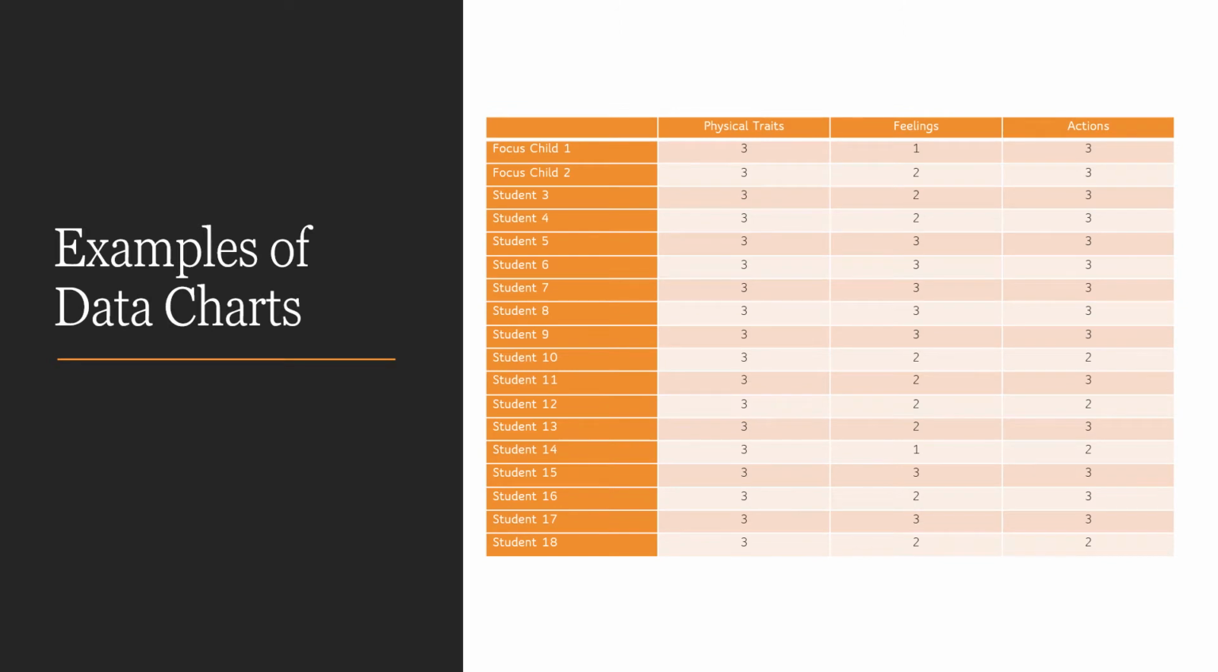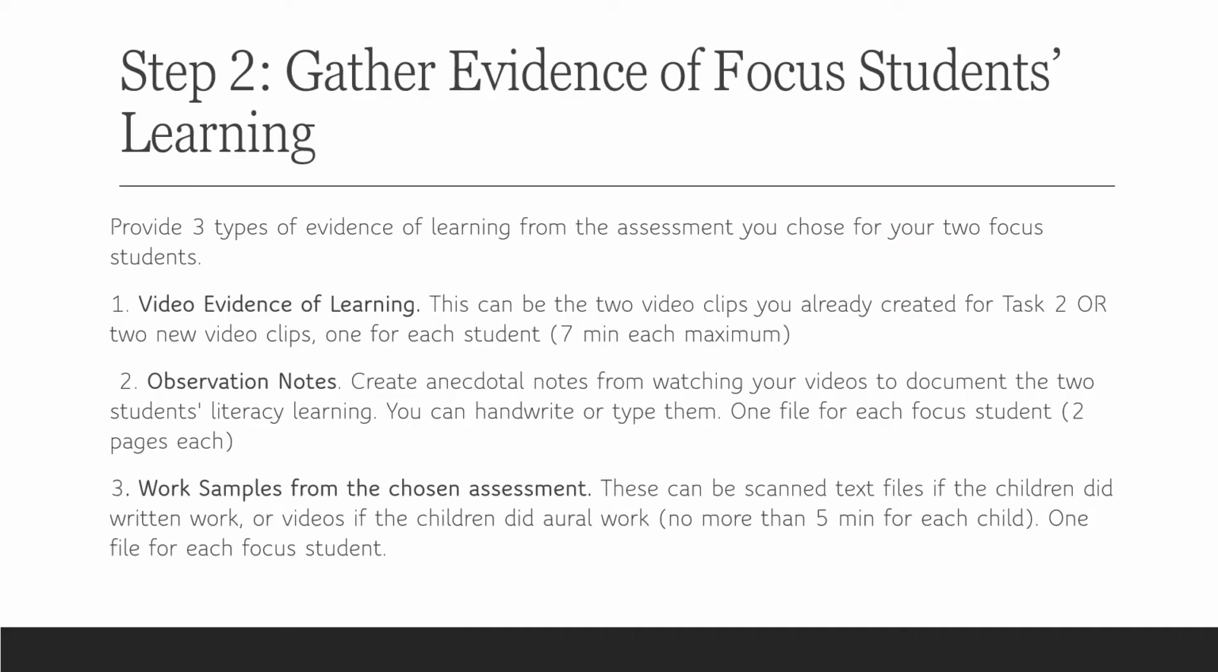Finally, here's another one where the students needed to come up with the physical traits of the main character's feelings and actions. And again, they were scored 1, 2, or 3 based on how well they did each of those. So that's the kind of data chart that you're then going to put into your reflection paper.